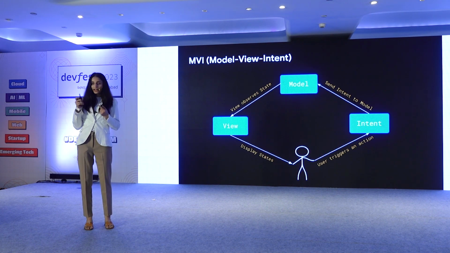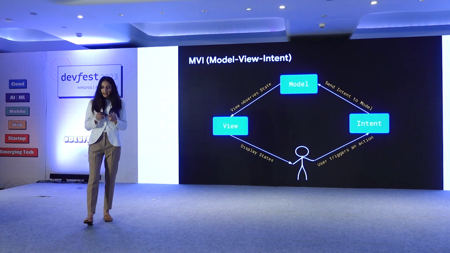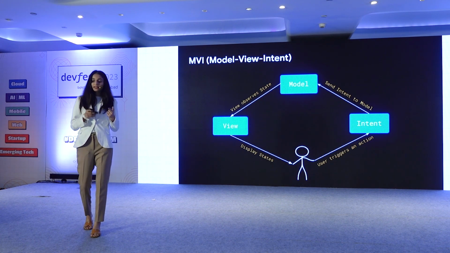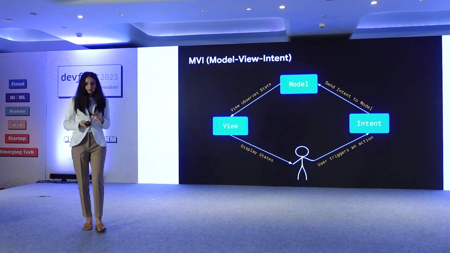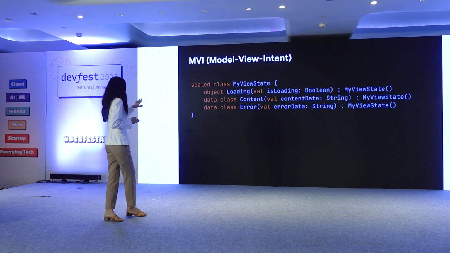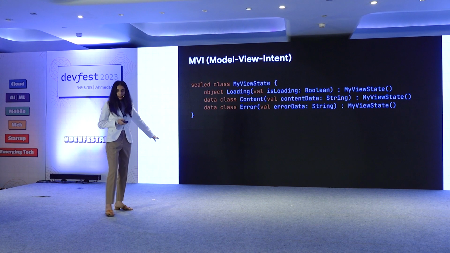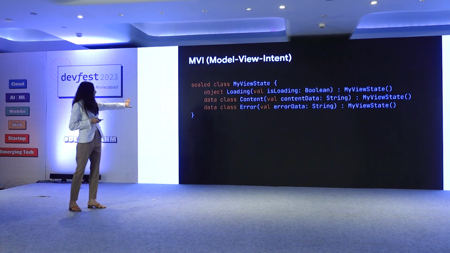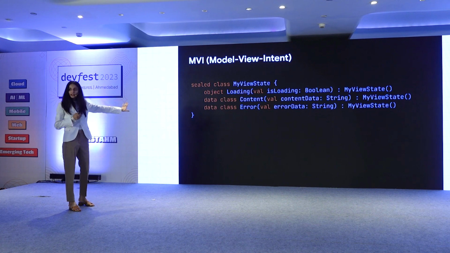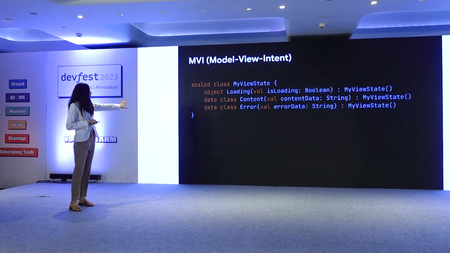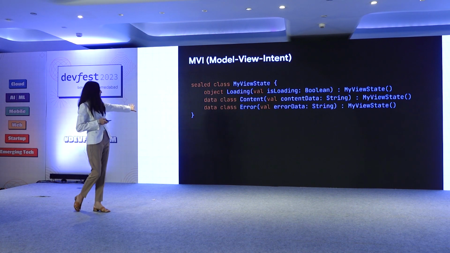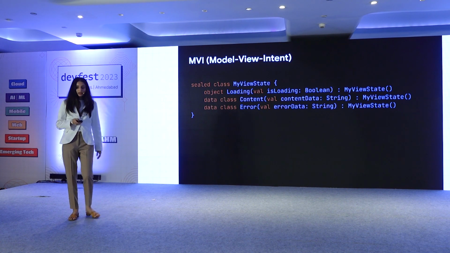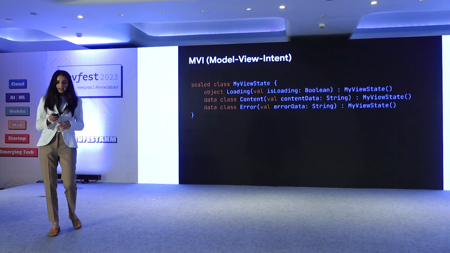So MVI is reactive. It has a unidirectional data flow. Also, it represents the state in a better way. Here, as I told you about the problem with MVVM, for the different states, I can create them in just one sealed class. If you know Kotlin, you know what a sealed class is. So we create these three different states in one class only. So it's a better way to manage the state.